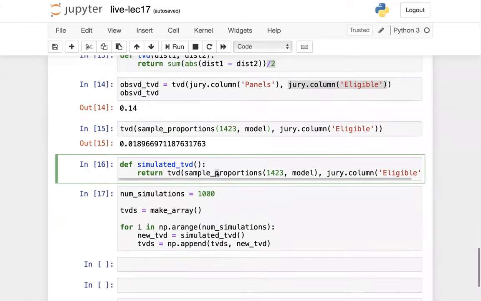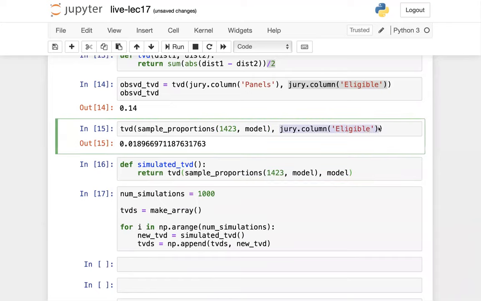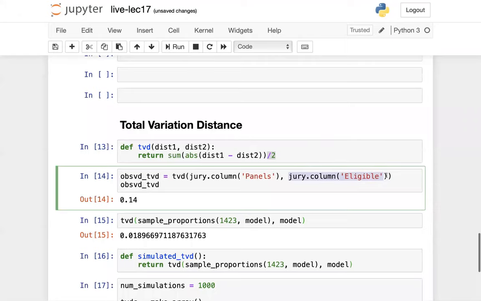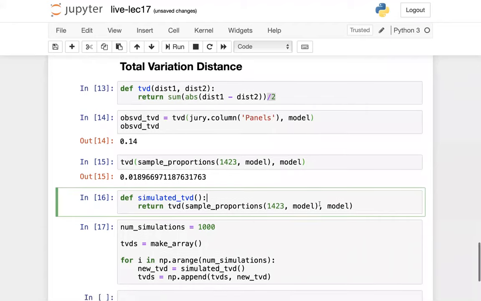Okay, and so going to the simulation, how this actually works. In this simulation, the first step is this part here. So the first step is to simulate 1,423 people from your model. The model is actually the same thing as jury.com eligible, so I can just write it like this. We can actually just replace all these cases with the model. So our eligible population is the model. That's the way we define the model. The model is the people who are eligible to be on the jury.